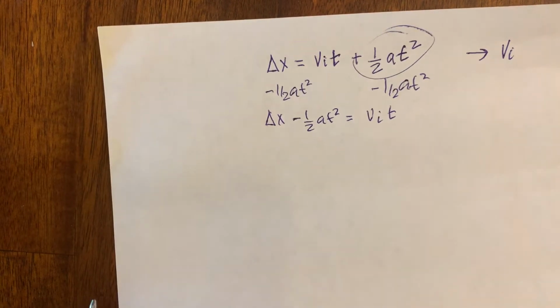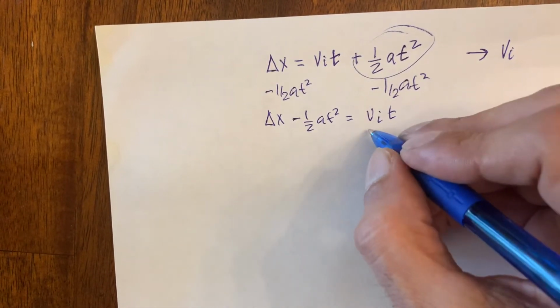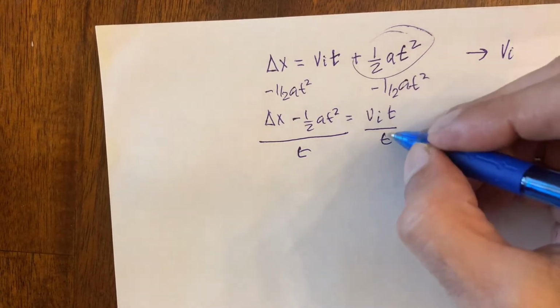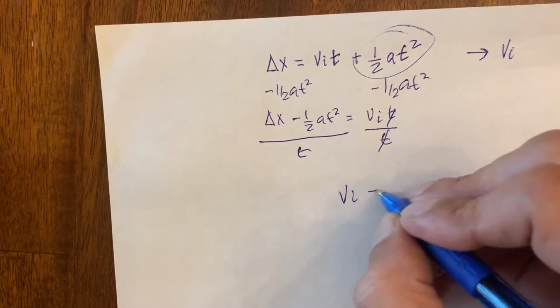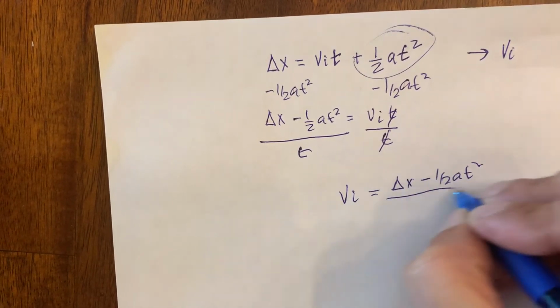So now I need to divide both sides by t, to get rid of the t's, because I want to get VI by itself. I divide this by t and divide that by t. That t goes away, leaving me with VI is equal to delta x minus 1/2 AT squared over t.